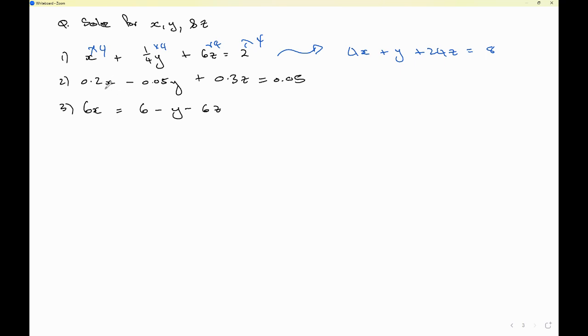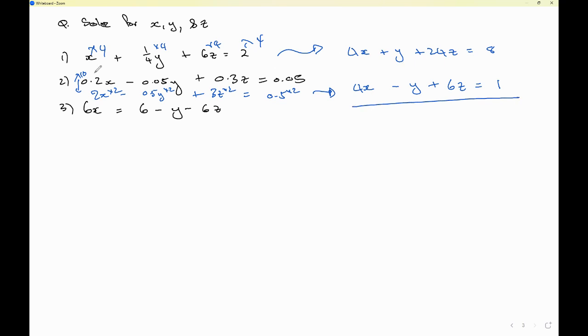And then for the next one, I'm simply going to multiply by 10. I could multiply it by 10 or 100, but I can see this is true with 10. If I multiply it by 10, it'll be 2x minus 0.5y plus 3z equals 0.5. I multiplied it by 10 to go there. Now I'm going to multiply it by 2 all the way across, and so that's going to end up with an equation of 4x minus y plus 6z equals 1.